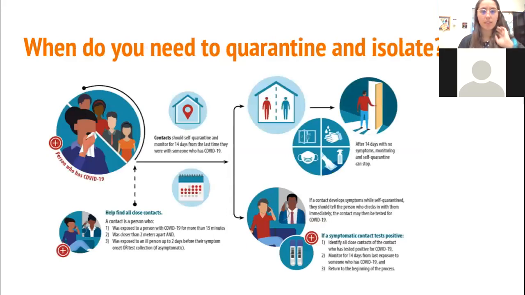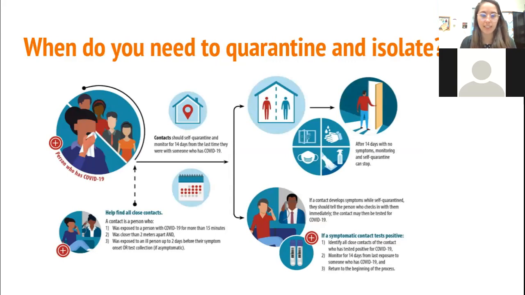Great, thank you, Amanda. So we're going to talk now about when do you need to quarantine and isolate. Contacts should self-quarantine and monitor for 14 days from the last time there was someone who has COVID-19. So what is close contact?